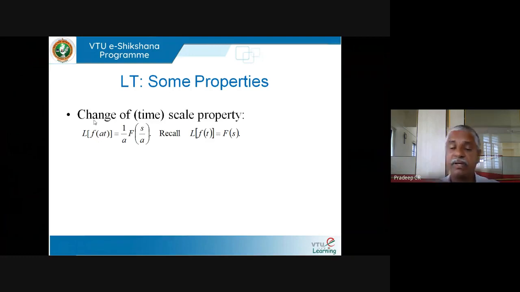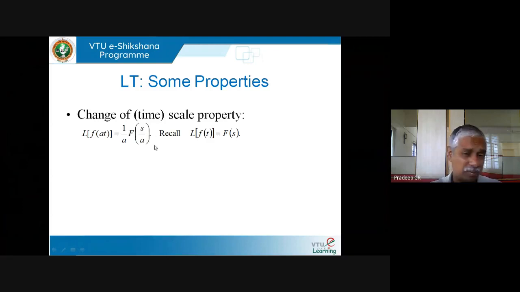Then t becomes 2t or 3t or 5t, or we change it by a times, it will become at. So if I know Laplace of f(t), I know Laplace of f(at). That's what this formula tells. How do I know? Basically, this is the formula: L of f(at) is 1 by a, capital F of s by a. So wherever s is there, I replace it by s by a.